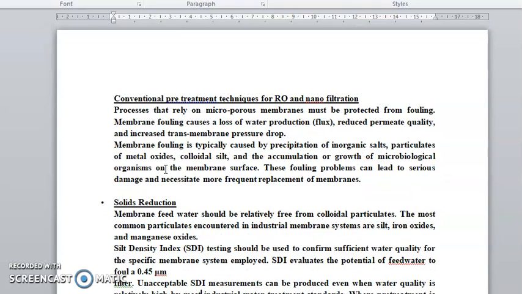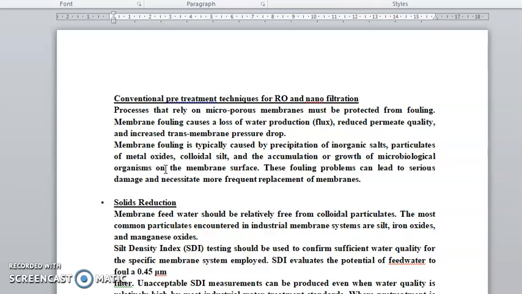Conventional pretreatment technology for RO and nanofiltration: processes that rely on the microporous membrane must be protected from membrane fouling. Fouling causes a loss of water production flux, reduces permeate quality, and increases the transmembrane pressure drop.